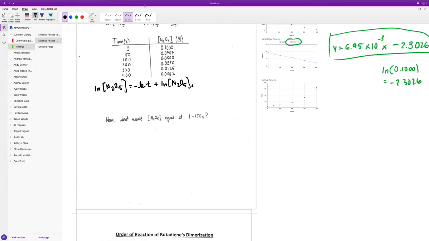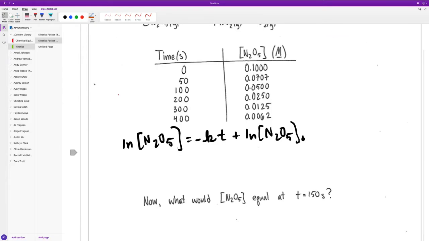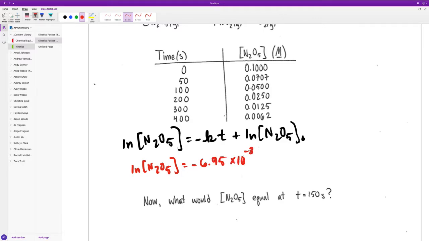Okay, so what are the values then? Oh, that was supposed to be a negative 6.95 times 10 to the negative 3. Okay, so here's our updated equation. N2O5, now that we have the line of best fit, that's the variable on the y-axis. This is negative 6.95 times 10 to the negative 3.